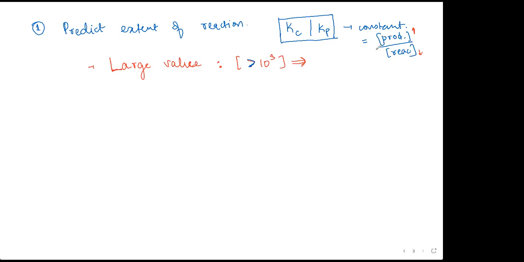Only then is the ratio going to give you a large value, right? So this means that the products dominate in the reaction. If the products are dominating, concentration of products is a lot more, it means that the reaction has gone to almost completion. Almost, because there's a tiny amount of reactants left.